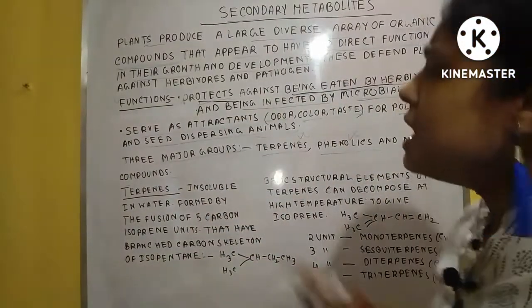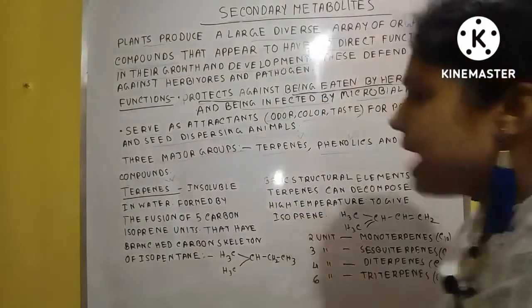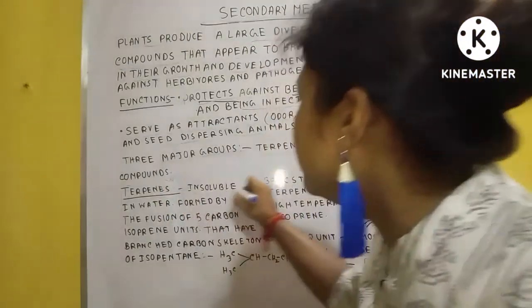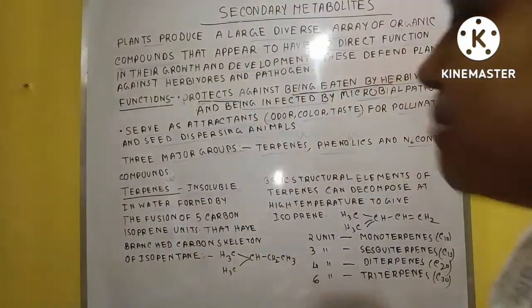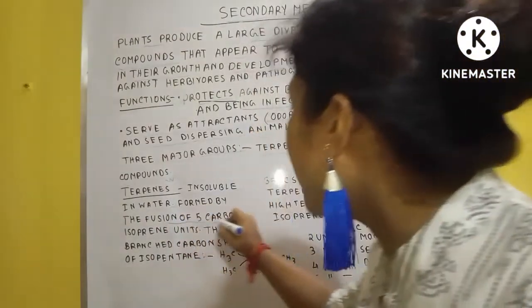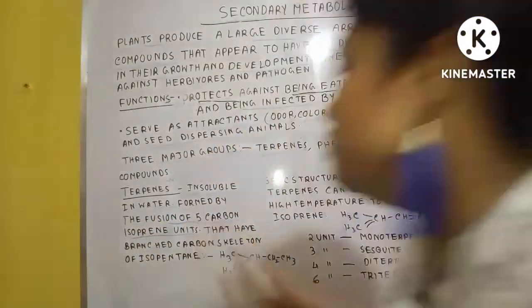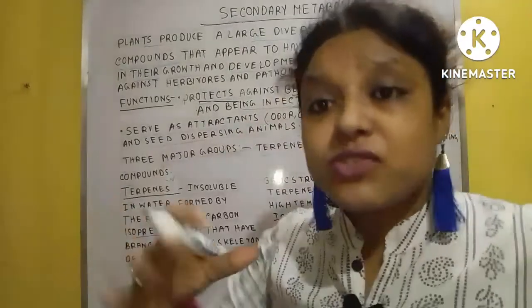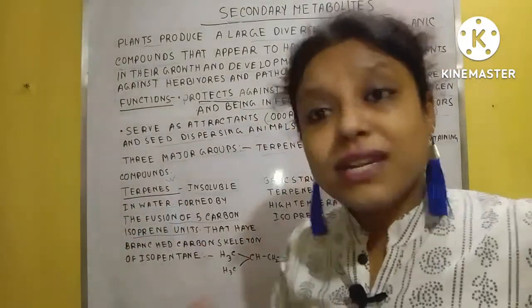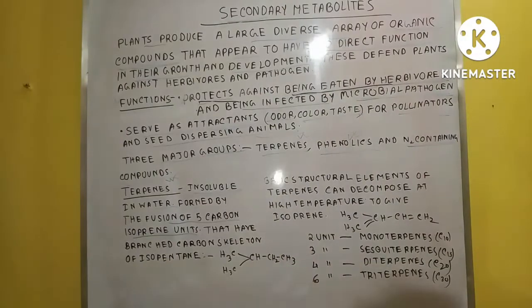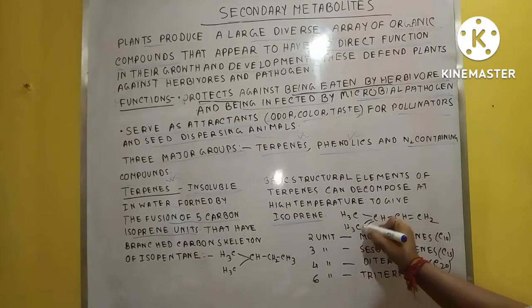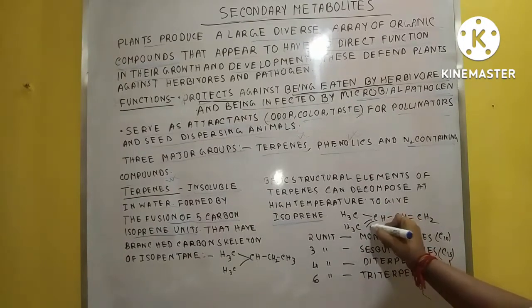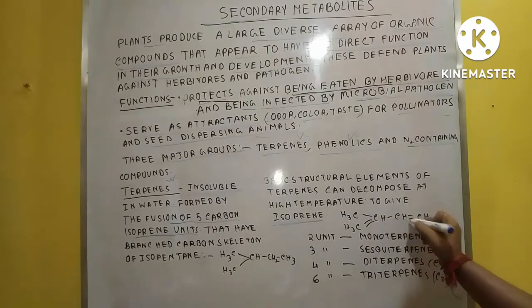The first one is the terpenes. Terpenes are very insoluble in water and are formed by the fusion of 5-carbon isoprene units. So the structural or basic unit is the isoprene, and this is the structure: H3C, single bond, double bond, CH, then single bond, CH, double bond, CH. This is the structure of the isoprene.